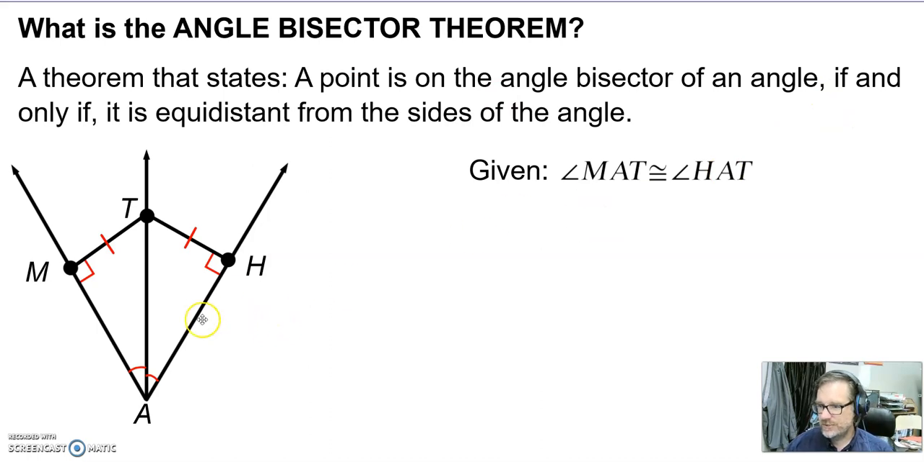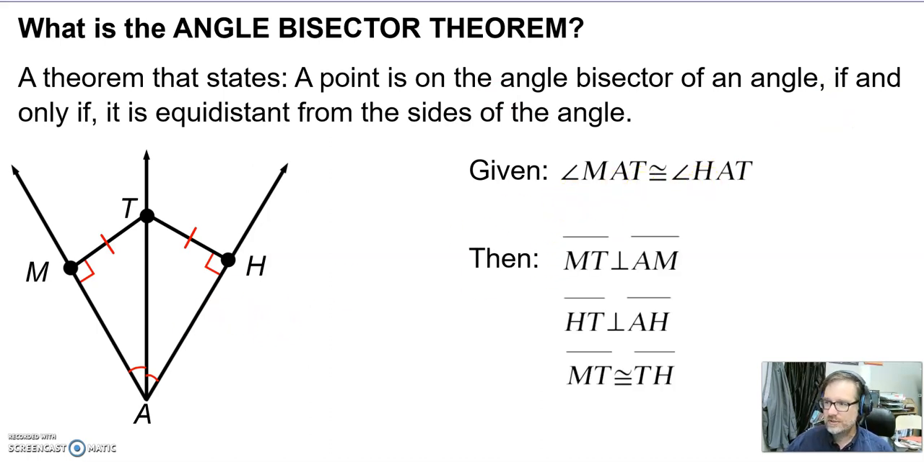So if I tell you the two given angles, MAT and HAT, are congruent to each other, we're going to come back and say this. These are the three things that we put in ourselves. We put in that MT is perpendicular to AM. They make a right angle. We're going to say HT makes a right angle with AH. And the distance between M and T is the same as the distance from H and T.